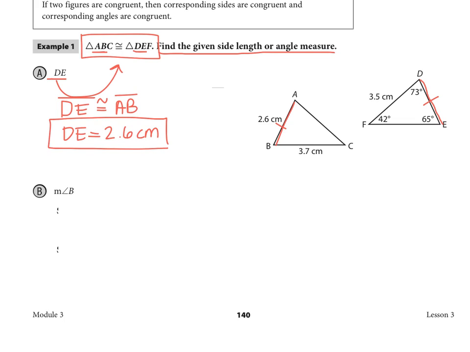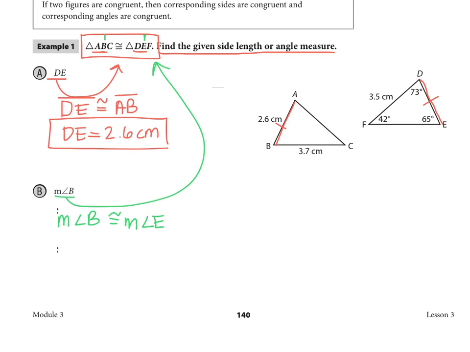All right, we're going to do a similar thing for angle B. I'm looking for a measure of angle B, so I'm going to go up here to my statement. B I see as this middle letter, so it must correspond with E. So I'm going to make a statement. The measure of angle B is congruent to the measure of angle E.